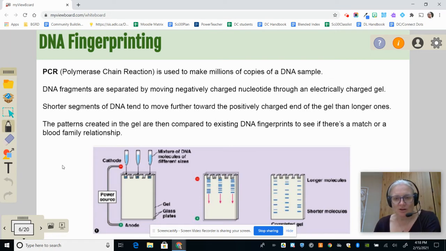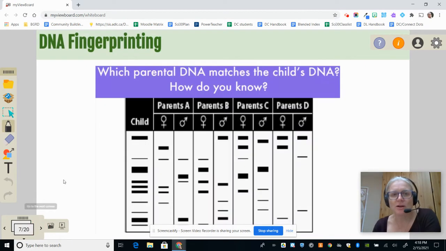So how does DNA fingerprinting work? Well, first off, we use PCR, or polymerase chain reaction, which is a reaction that takes DNA samples and amplifies them, makes a whole bunch of copies. So you get a whole bunch more fragments of the DNA, and the fragments are separated through this negatively charged gel. You don't have to worry about how that happens, but basically the shorter segments tend to move a little faster through the gel, and they separate into this very characteristic pattern here, these fingerprints. And then we can use the patterns to compare.